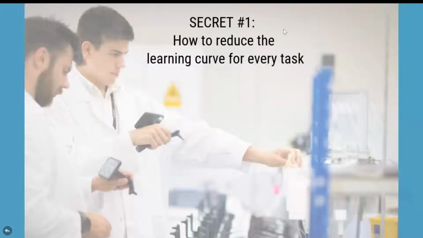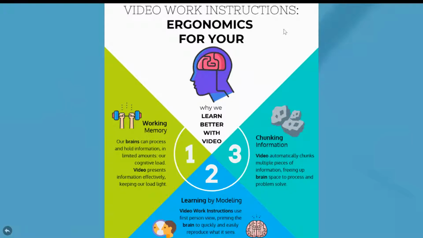Secret number 1, how to reduce the learning curve for every task. Now, to introduce this secret, the next 2 slides skim the surface of a very extensive research that also only skims the surface with how complicated and complex the human brain is. What's important to note about all the research is that we could study the human brain for the rest of our lives and not completely understand it.